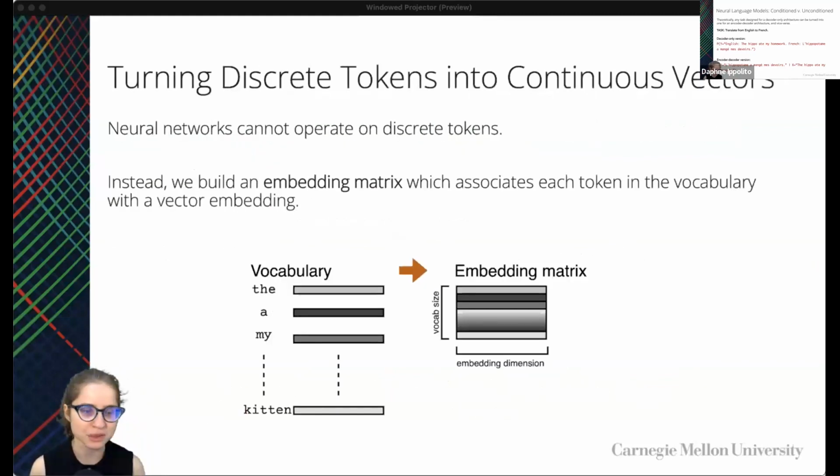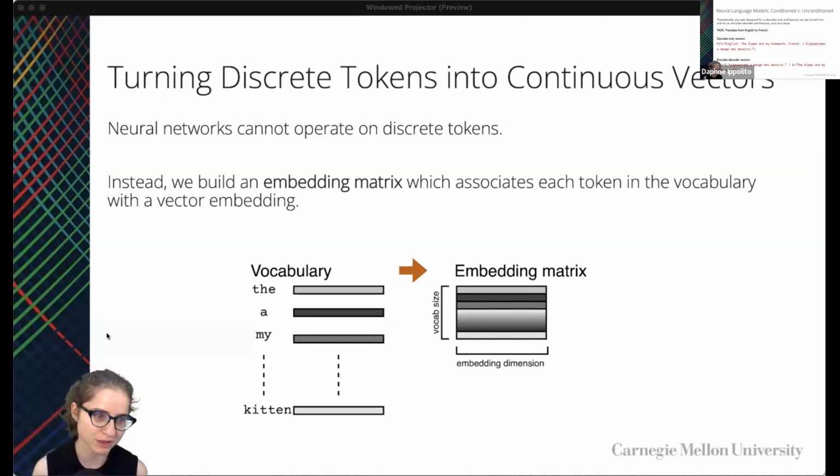All right, so we talked about turning text into a sequence of discrete tokens. But one of the fundamental limitations of neural networks is that they don't operate on discrete things. You can't train a neural network on discrete things because optimization on discrete space is very difficult. So instead, we need some sort of continuous representation, a vector in continuous space that corresponds to each word. So suppose we've decided all of the 50,000 words in our vocabulary.